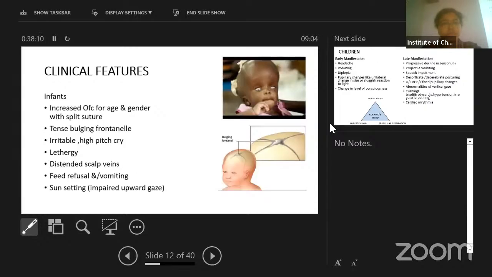These are the clinical features. When will the OFC, the head circumference, increase? When the fontanelle is open. So if the fontanelle is open, till the compensatory part we can rest assured. That doesn't mean herniation won't happen. In infants, these signs are very difficult to get: headache, vomiting, convulsion. So this infant will be just irritable and cry. And lethargy, extended scalp veins, these are all okay.